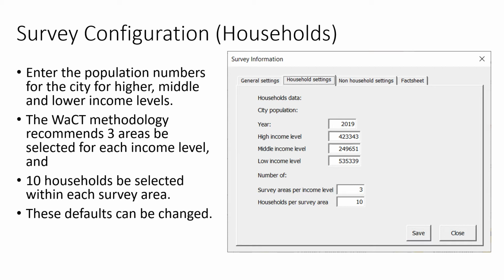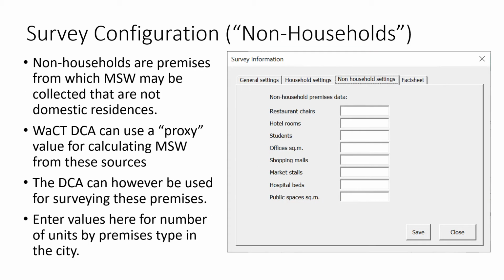Always click the Save button before moving to the next tab or closing a form. Next, we need to enter similar data for non-household waste generation extrapolation. Click the Non-Household Settings tab, and here we configure non-household settings, which are not necessary if you plan just to use the proxy percentage. If you are collecting your own data, then you should enter the total number of units for each type of premises in the city. And click Save, and then you can close the form.